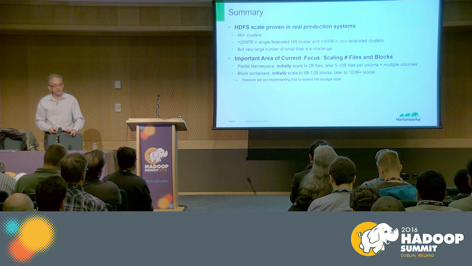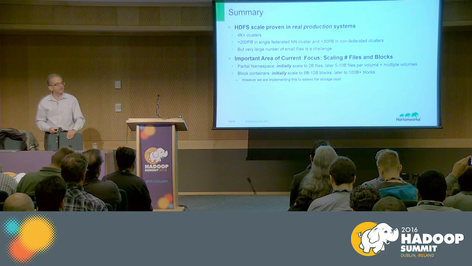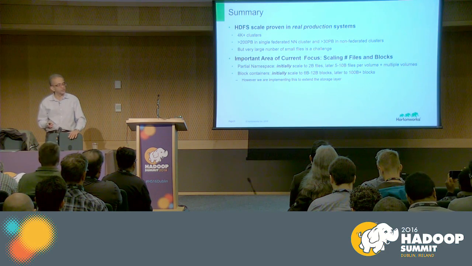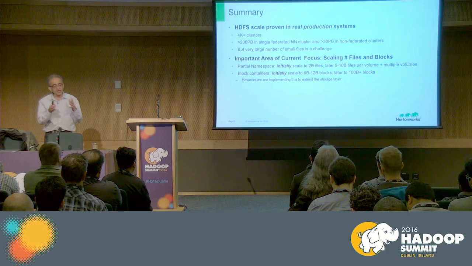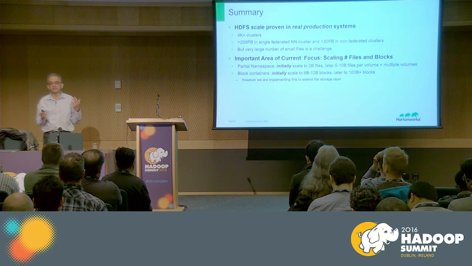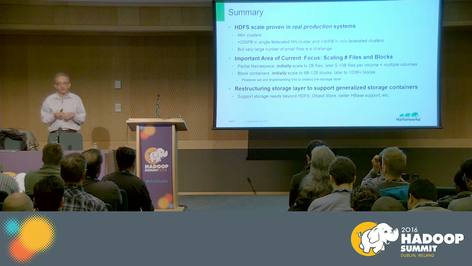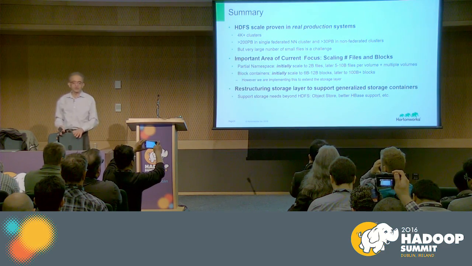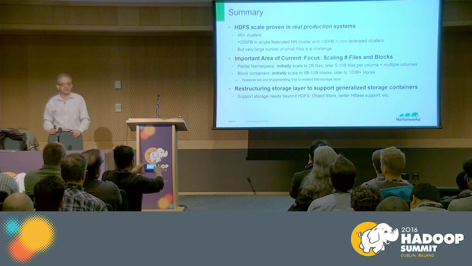Partial namespace initially will scale to about 2 billion files and then to about 5 to 10 billion files per volume, as I mentioned. Block containers will help us scale to 6 billion to 12 billion blocks and then later to more. The main thing about this is the way we implement block containers really is in a more generalized fashion. What we are doing is restructuring the storage layer to support generalized storage containers.